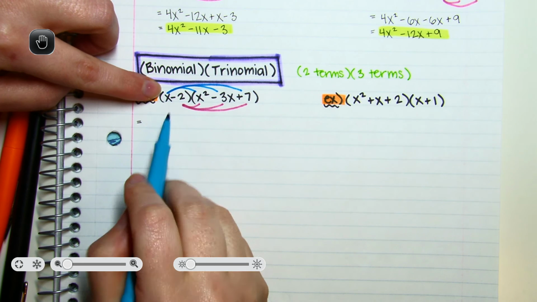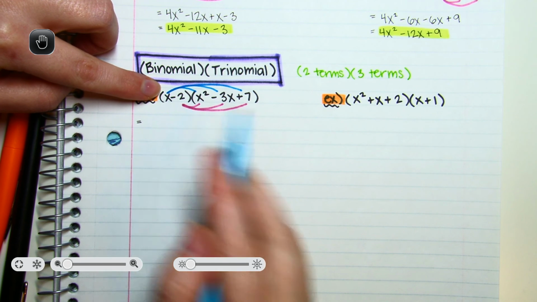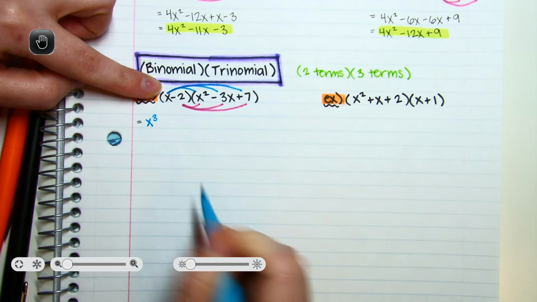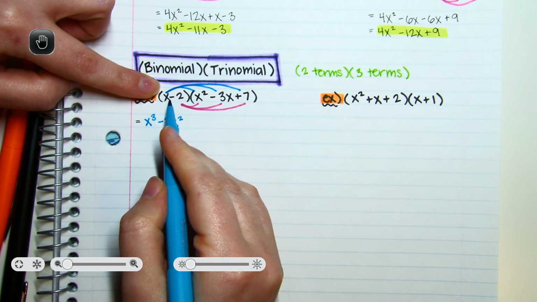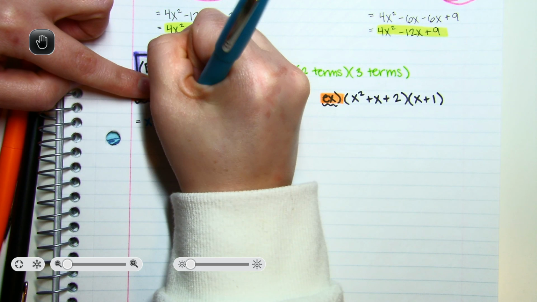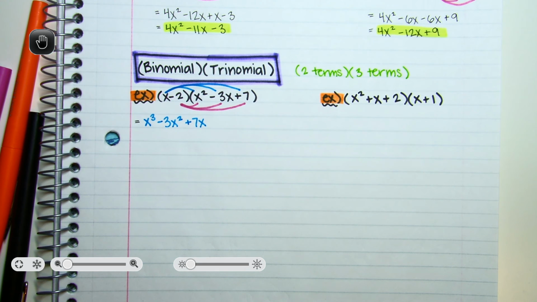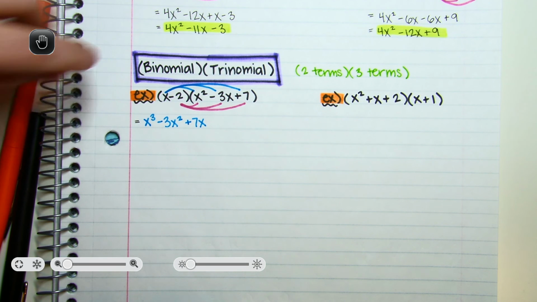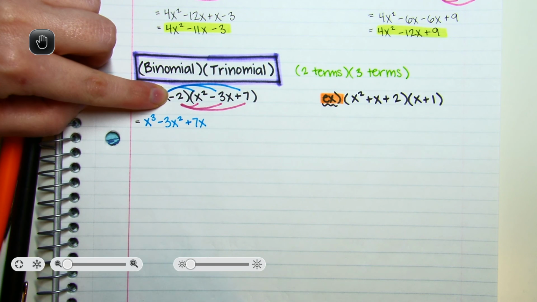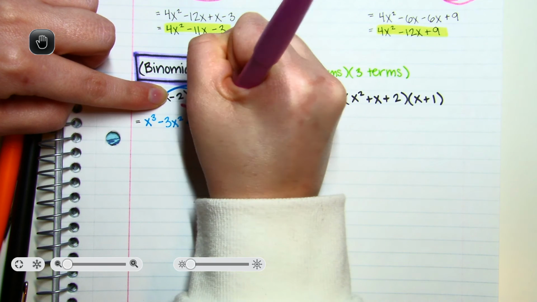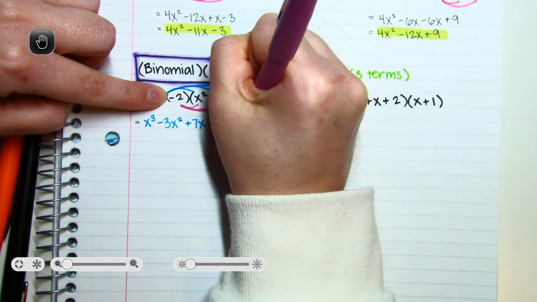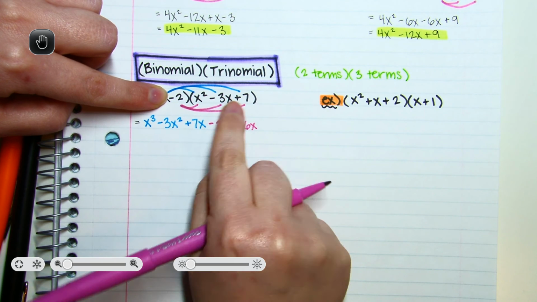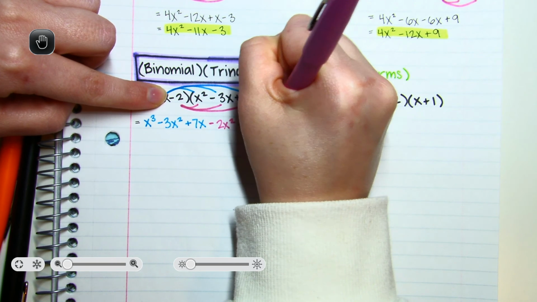So first, the first blue arch, x times x squared is x cubed. X times negative 3x is negative 3x squared. X times 7 is positive 7x. So I've finished with my first set of little blue arches, first term. And now I'm going to do the second term, the negative 2. So negative 2 times x squared is negative 2x squared. Negative 2 times negative 3x is positive 6x. And then negative 2 times 7 is negative 14.